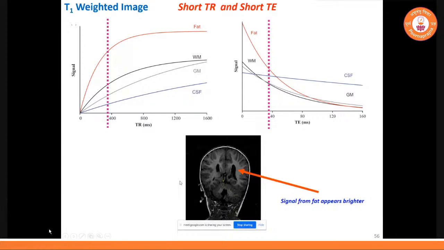Now, if you see the contrast image in a T1 weighted image, this is the region of fat, it appears brighter. And this black region actually belongs to water.